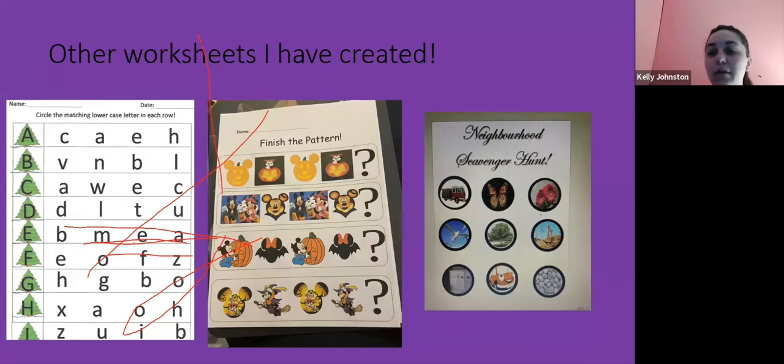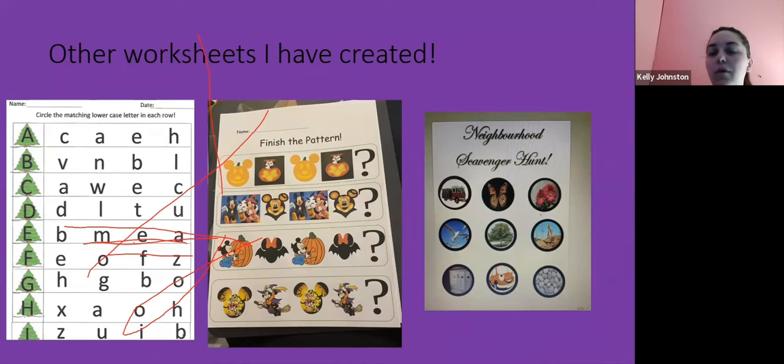So we have a fire station that's right around the corner that we love to go and see. So I put a fire truck so that they could find the fire truck while we were on our walk. Also finding birds, finding cars, finding trees, stuff like that. It keeps us interested while on our walk, and also it's just something fun to do, right? So neighborhood scavenger hunt, and you can make this one yourself.